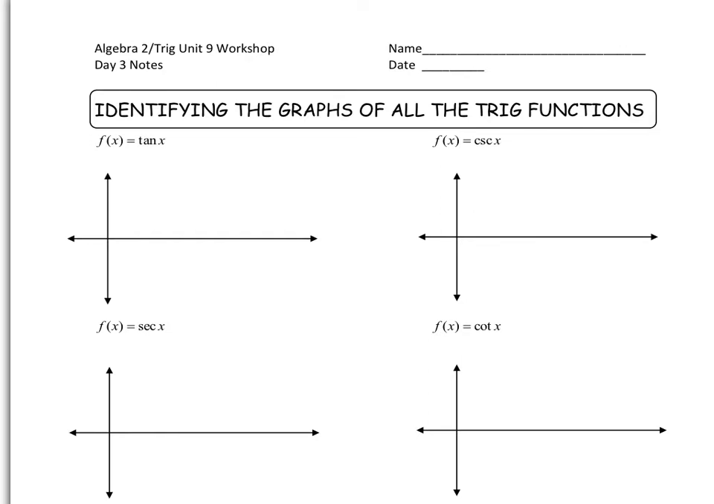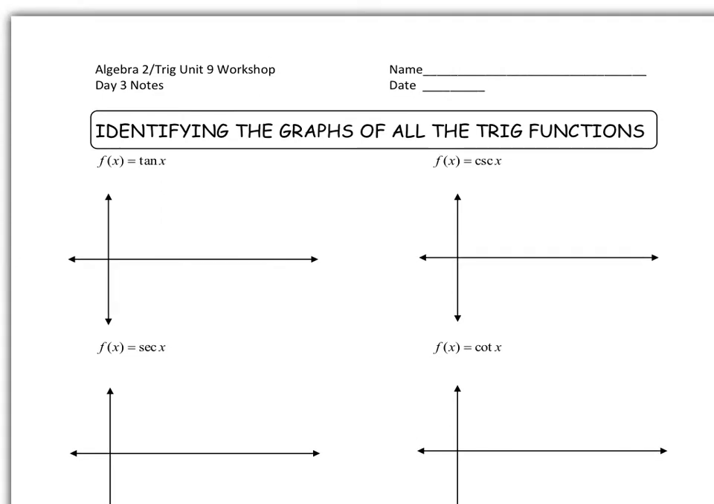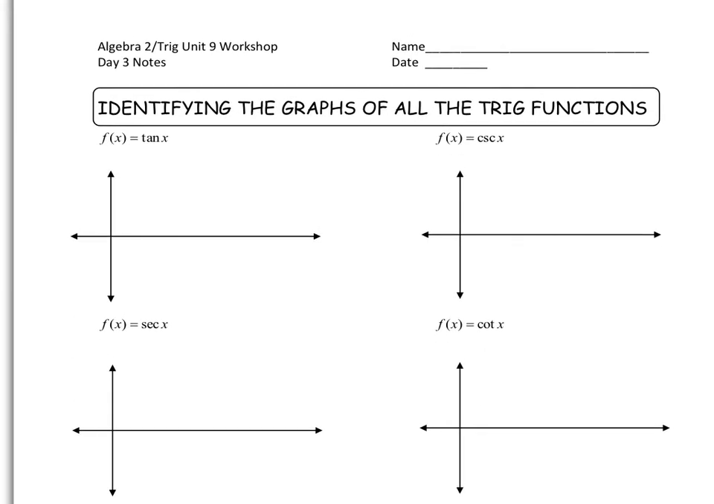But for now, I just want to give you an idea of what each of these graphs look like from 0 to 2 pi. So first we'll look at tangent. I'm going to graph them from 0 to 2 pi. So pi is here, 2 pi is at the end. Each of these four graphs are going to have asymptotes. Tangent has an asymptote at 90 degrees and 270 degrees. And then the graph looks like this.